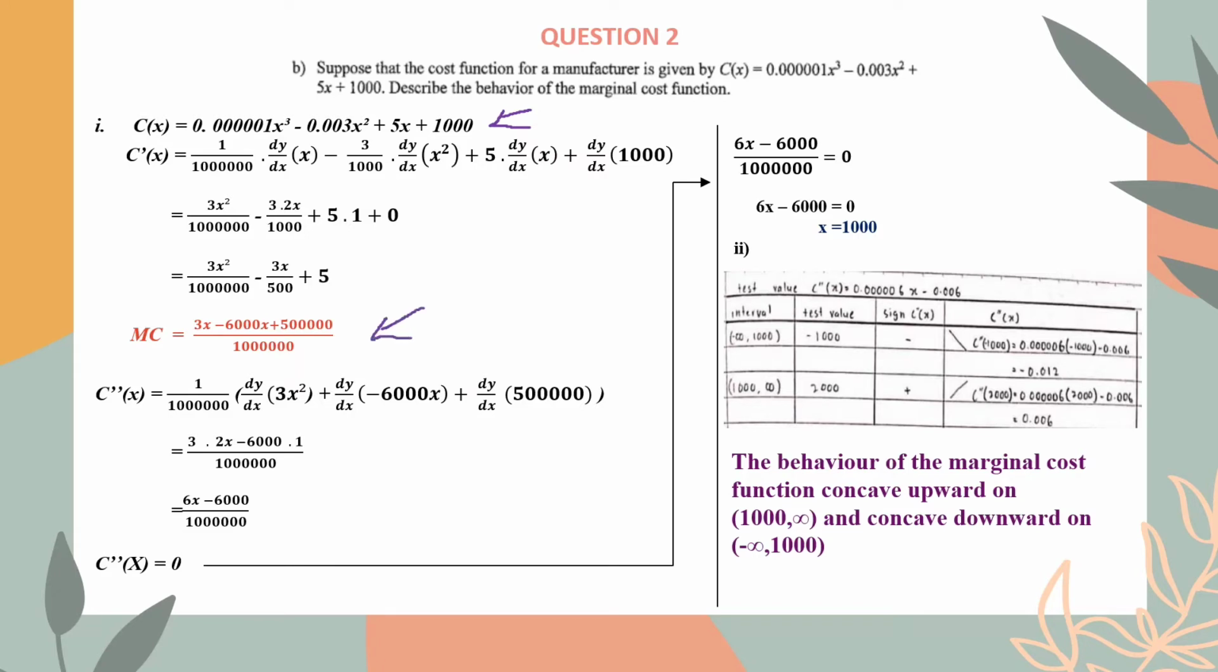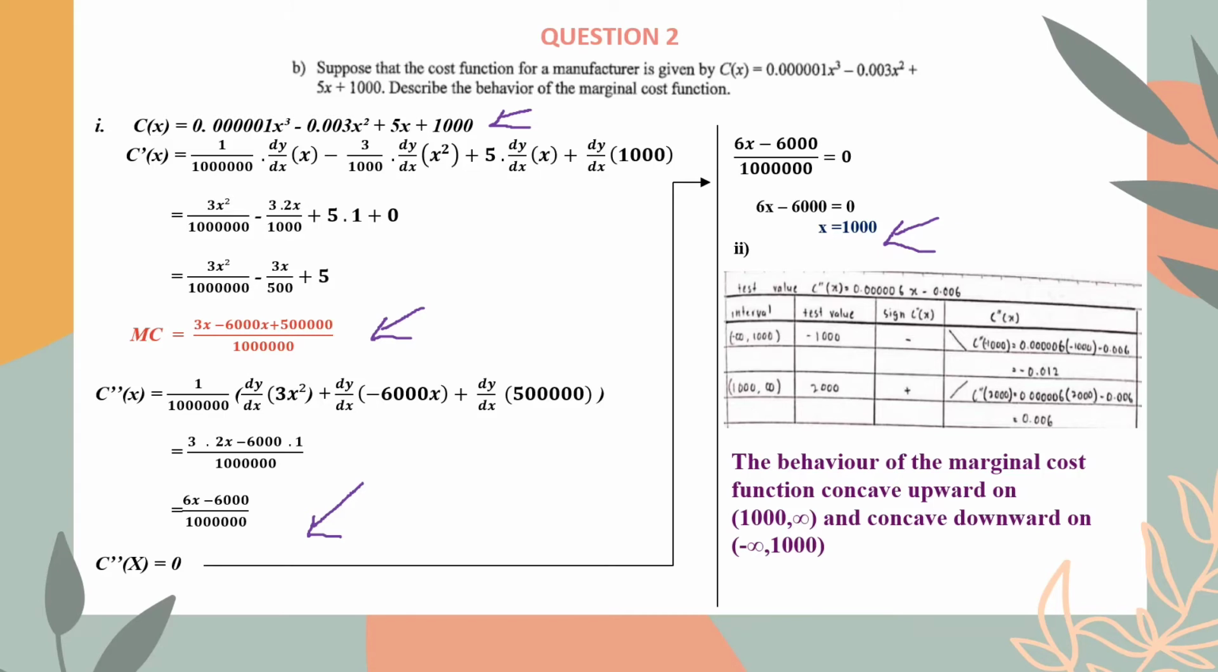Secondly, in order to find the behavior of the marginal cost function, whether concave upward or downward, we must take the second derivative of the cost function. The second derivative of the cost function is (6x − 6000) divided by 1 million. Next, to find the inflection point, we set the second derivative (6x − 6000) divided by 1 million equal to 0. Thus, the x value is 1000.